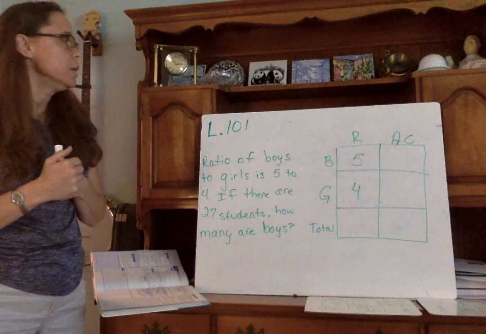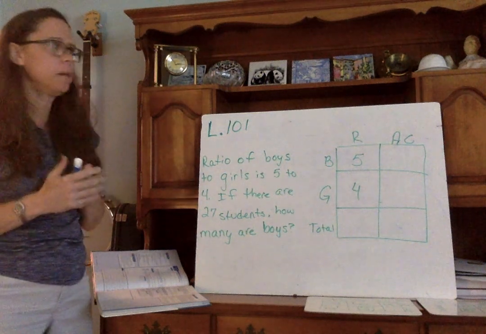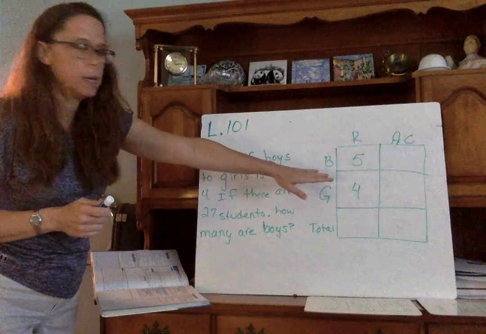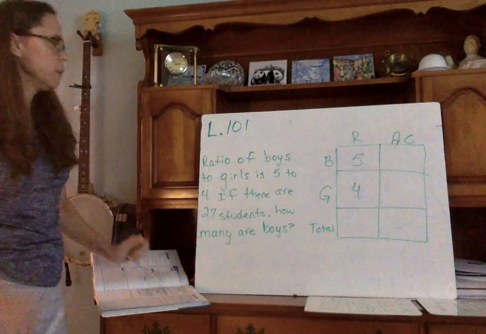Today we're talking about ratio problems that involve a total. We've been doing our ratio boxes, so today all we're doing is adding another row for total. Let's look at this example here.